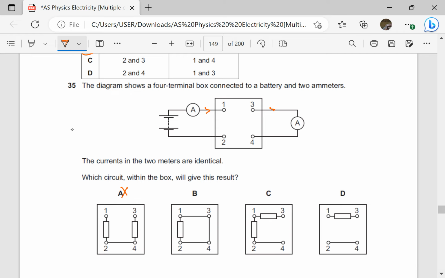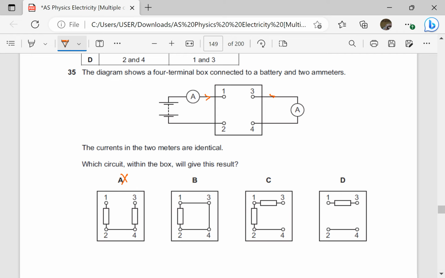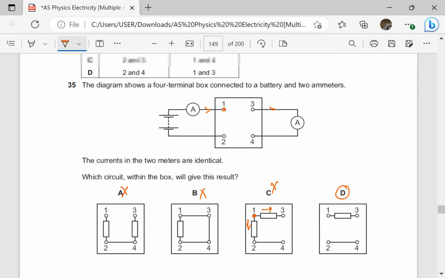So that one is already out. Then I will also ignore this one because there will be no current going through the resistor this side. So there will be a short circuit there. So that one is out. I will also ignore this one because at this junction there will be current taking this path and current will take that path. That means current will divide. It will not be the same when it reaches this junction here at 1. So this is out. That means the answer is going to be D. So it means this part here can just be joined, and this part here we shall put the load here. So that means the current here is the same as the current there.